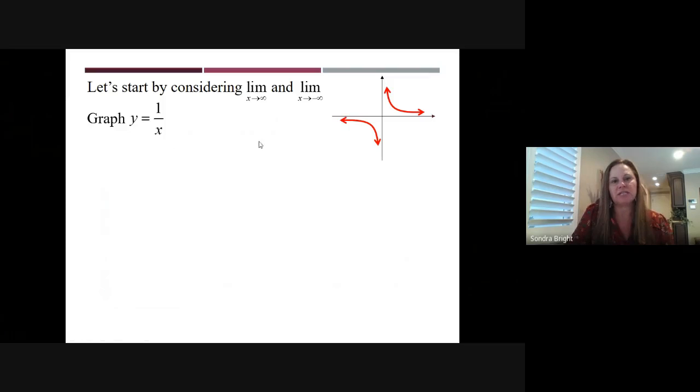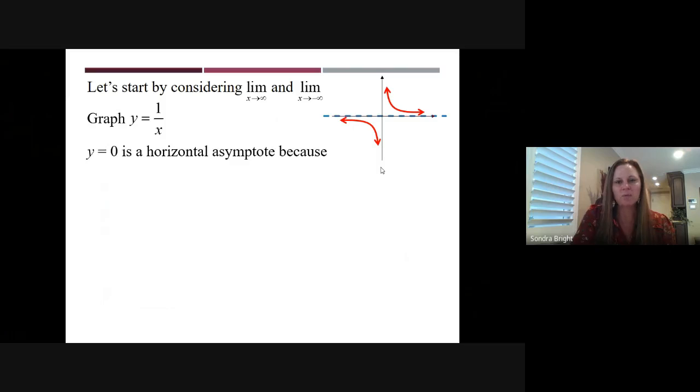This is an interesting function that you've seen before. Remember, there's two branches, in quadrant 1 and in quadrant 3. And there's a horizontal asymptote along the x-axis. y equals 0 is a horizontal asymptote because the limit as x goes to positive infinity of 1 over x is 0, and also the limit of 1 over x as x goes to negative infinity is also 0.